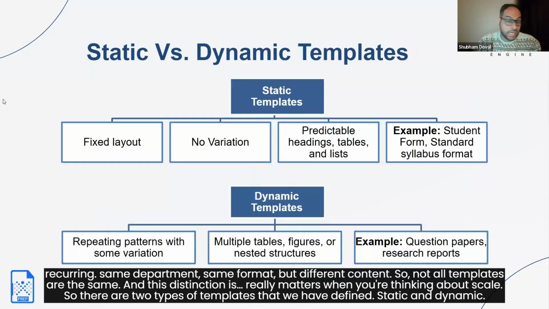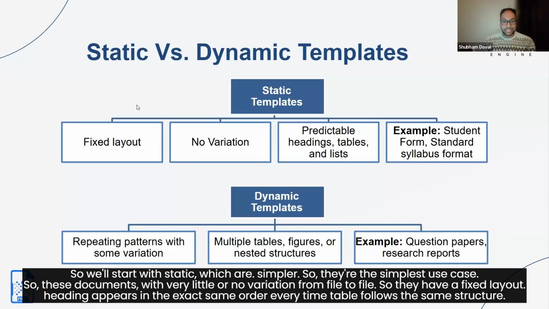Not all templates are the same, and this distinction really matters when you're thinking about scale. There are two types of templates that we have defined: static and dynamic. We'll start with static, which are the simplest use case. These are documents with very little or no variation from file to file.